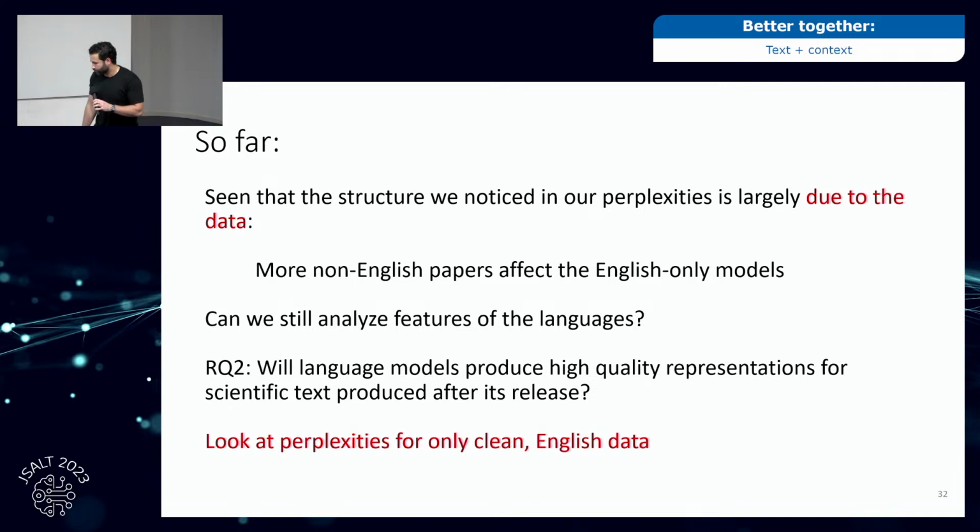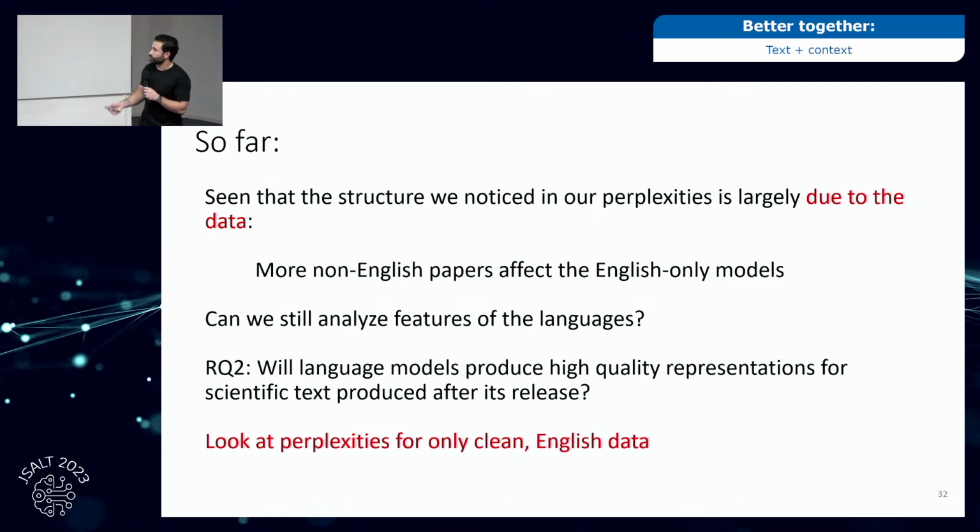So far, we've seen that the structure we've noticed in our perplexities is largely due to the data. The more non-English papers are really having an effect on the English-only models. But we still really want to analyze the features of the languages. So will the models produce high-quality representations for scientific text produced after their release?